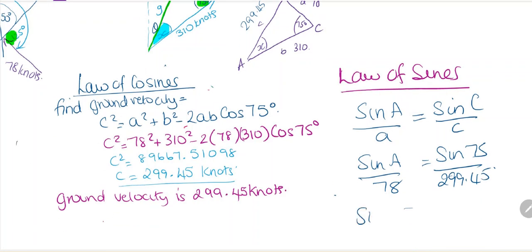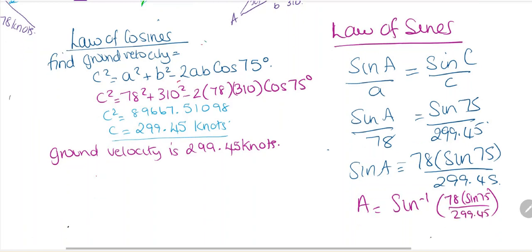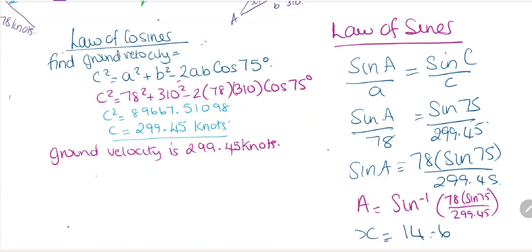So sine of A is 78 multiplied by sine 75 divided by 299.45. Because we're looking for the angle, we're going to take the inverse sine. So A is sine to the minus 1. And if we put this into our calculator, 78 sine 75 over 299.45, our angle, which I'm just going to relabel as X because that's what we called it, this is going to be 14.6 degrees.